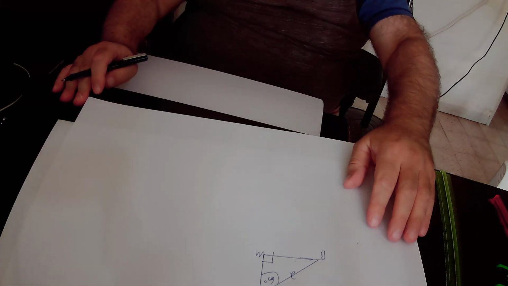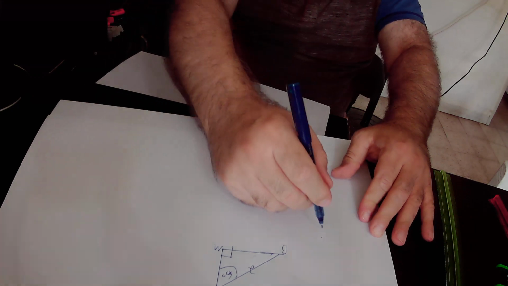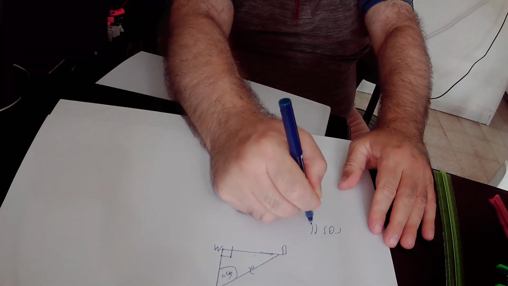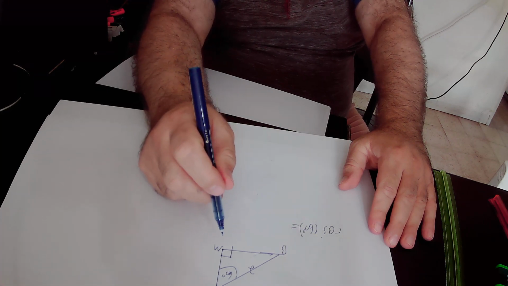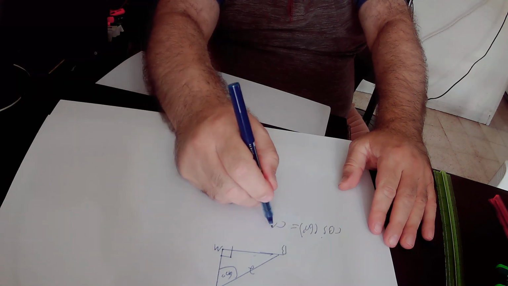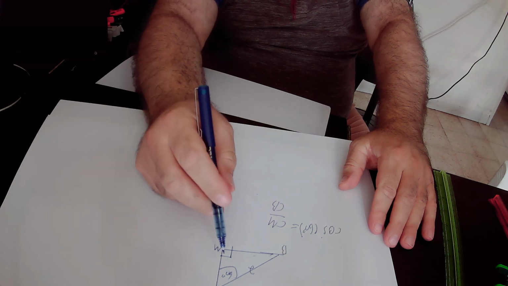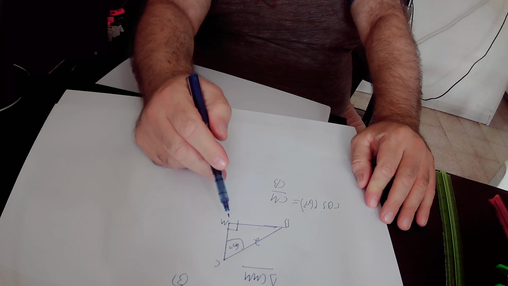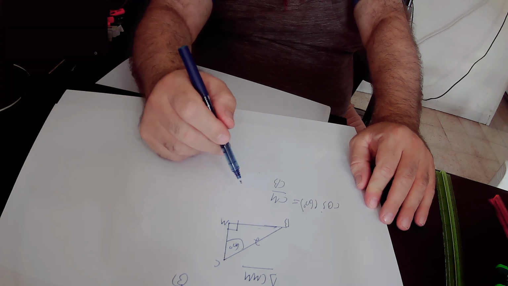So in the right triangle CBM, we know that cosine 60 degrees equals CM over CB. Repeat again. Cosine 60 degrees equals CM over the hypotenuse CB.